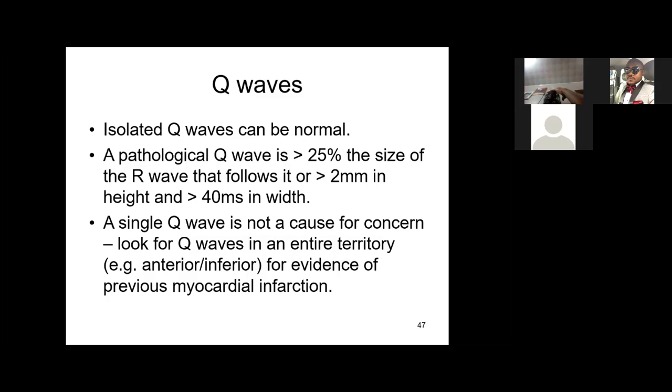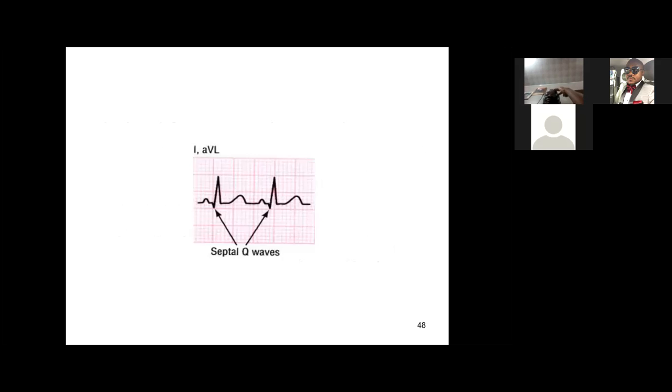Isolated Q waves, on the other hand, can be normal. A pathological Q wave is greater than 25% the size of the R wave that follows it, or greater than 2 millimeters in height and 40 milliseconds in width. A single Q wave is not a cause for concern. That's a single prominent Q wave. Look for Q waves in an entire territory for evidence of previous myocardial infarction.